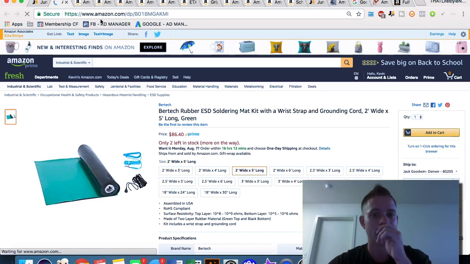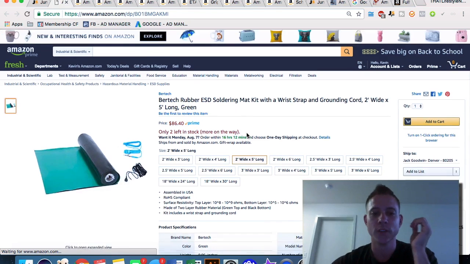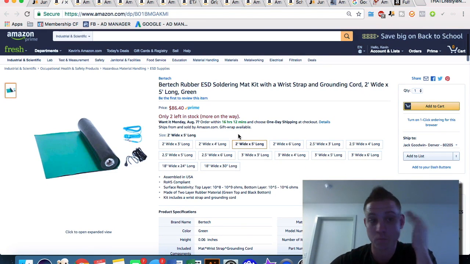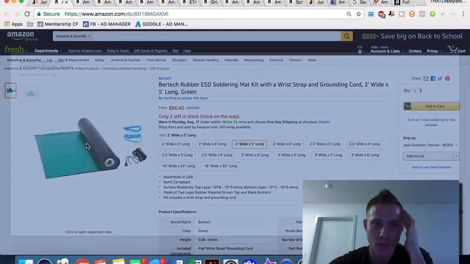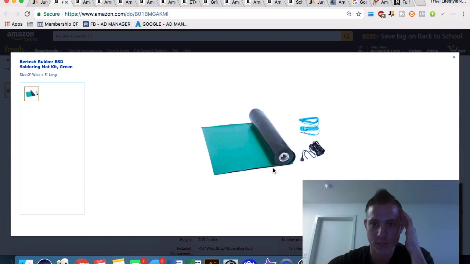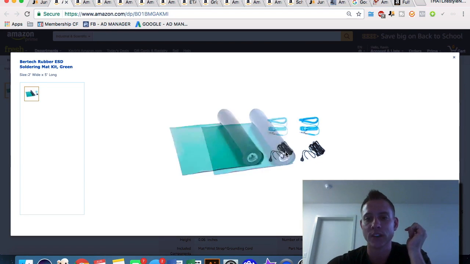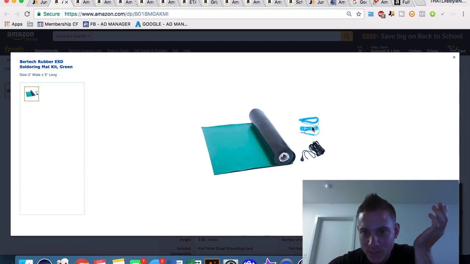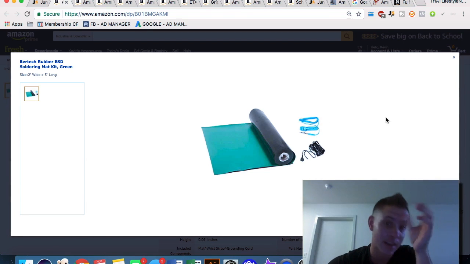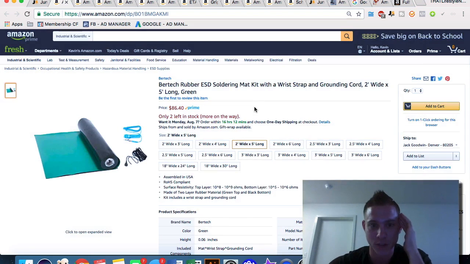So once you kind of find some items, let's take a closer look. So this specific item is obviously a soldering mat with a wrist strap and grounding cord. So it has one picture. This picture is not high def. You can't zoom in and actually view it. I can't even tell what this is. It looks like a cord. That looks like a freaking, I don't even know. That could be a Dalmatian for all I can tell.